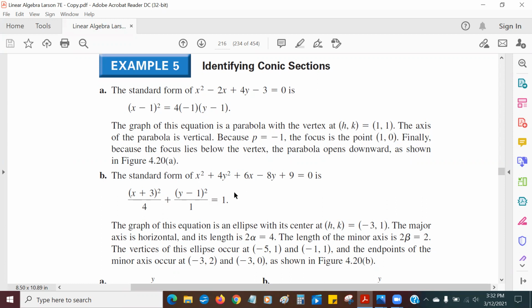And here's the standard form. Here we have an equation. Notice there's no xy term here. We're just going to complete the squares, and we get, anybody know what this is called? This is called an ellipse.